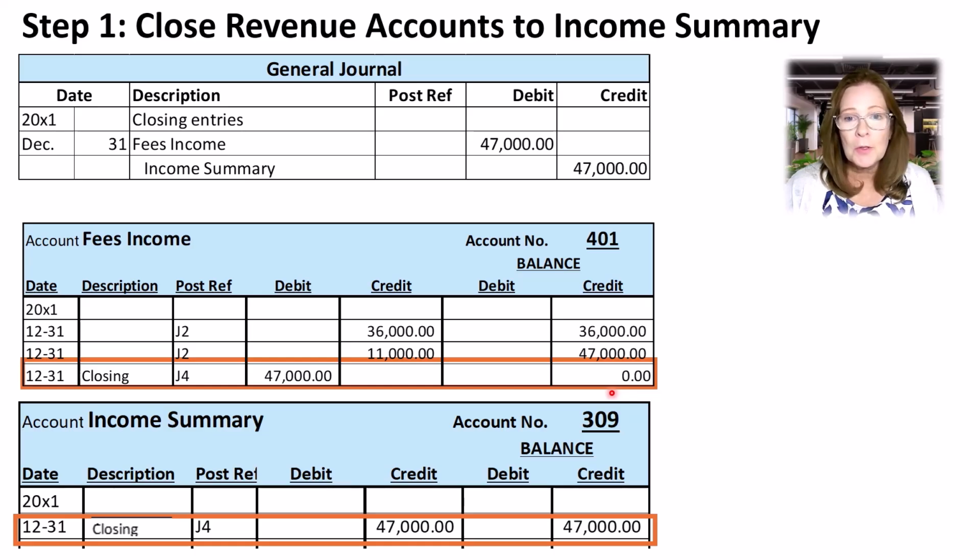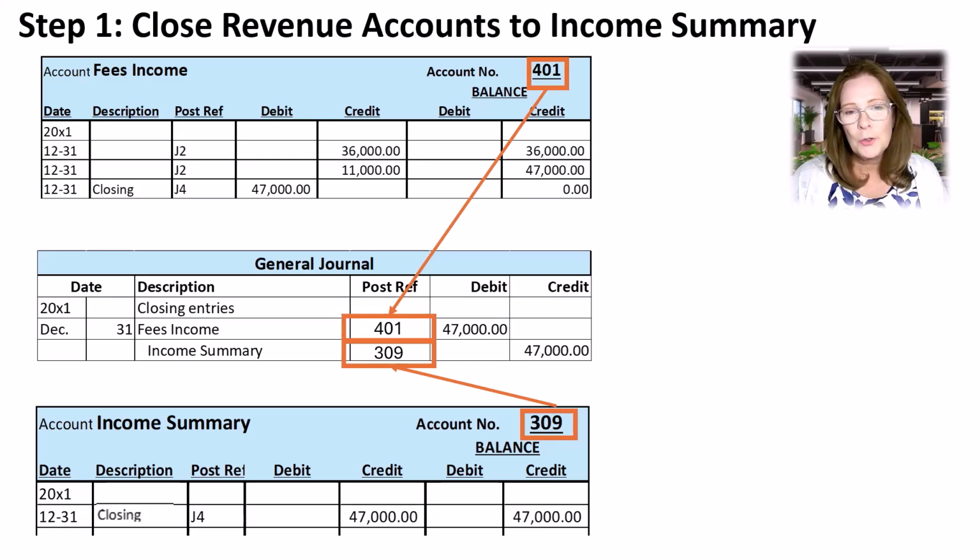Next, we need to post the credit side of our journal entry, which we'll record in the account income summary. We'll write the date into the date column, the word closing into the description column, J4 in the post ref column, and $47,000 into the credit column, and calculate the new balance in this account, which is $47,000.